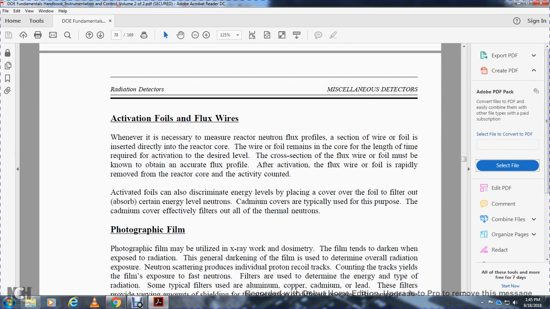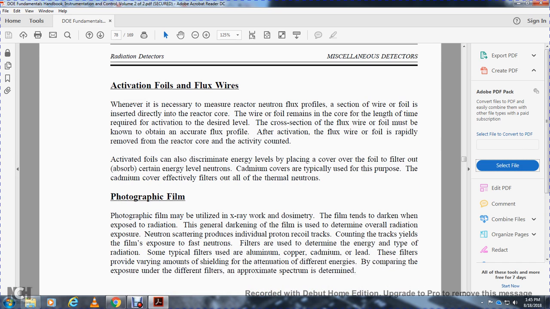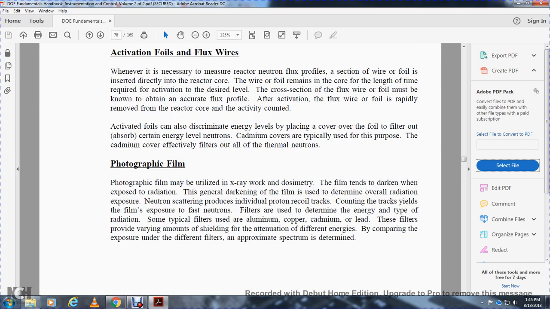Activated foils can discriminate energy levels by placing a cover over the foil that filters out, or absorbs, a certain level of neutrons, such as a cadmium cover. They're typically used for this purpose because cadmium effectively filters out all thermal neutrons.